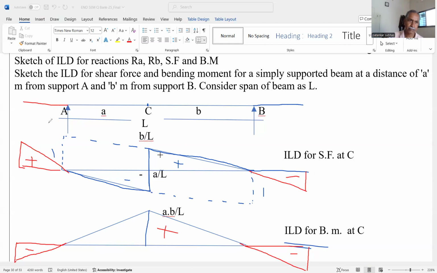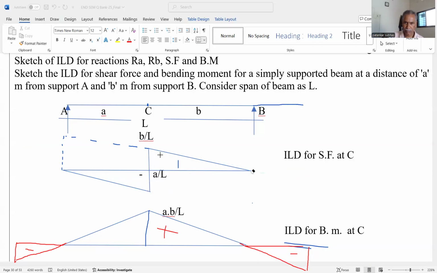So in this way, we can sketch the ILD for the shear force, ILD for the support reaction, ILD for the bending moment. Of course, these are not the bending moment diagram or shear force diagram. These are the influence line diagram. Remember, when we find the shear force or bending moment, it is equal to load multiplied by vertical increment in case of a point load.